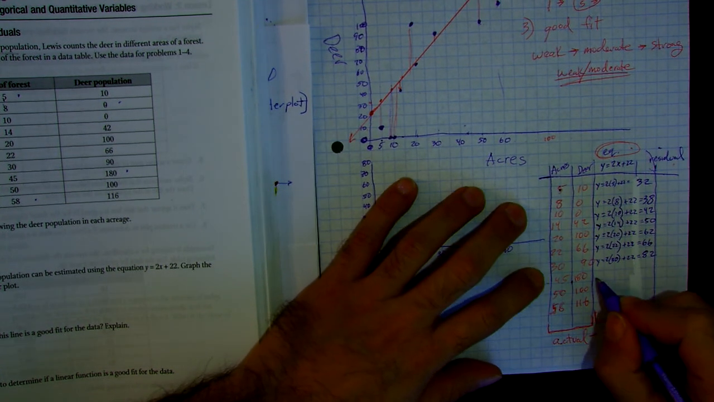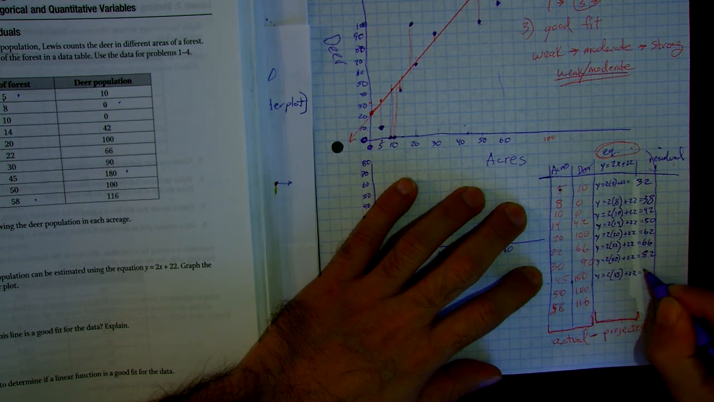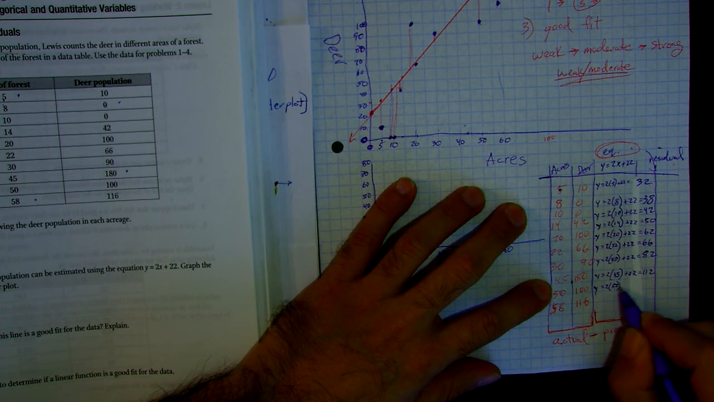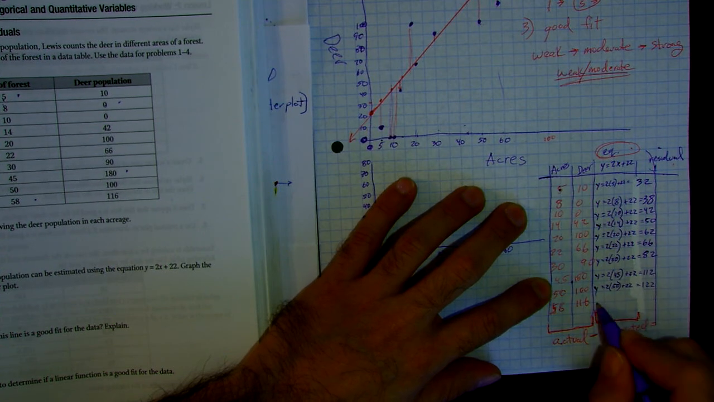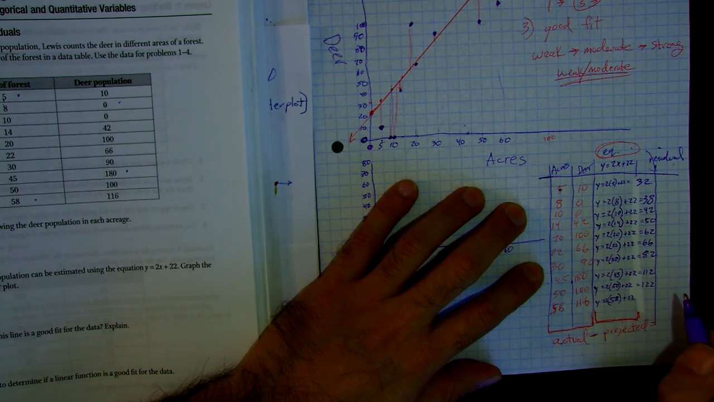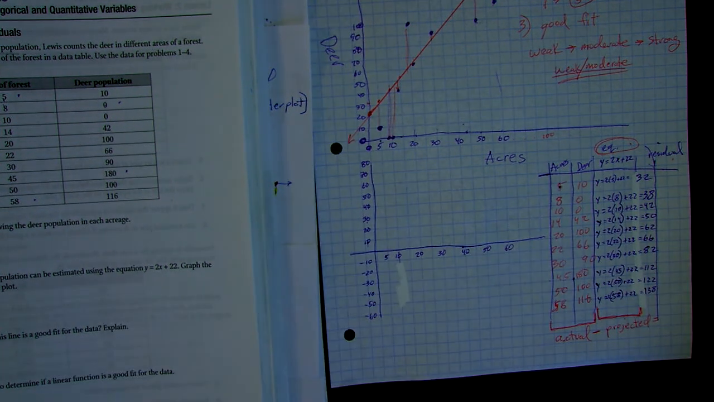All right, and let's see. On 45 acres of land, that's 90 plus 22 is 112. On 50 acres of land, there should be 122. And on 58 acres of land, that's 116 plus 22 is 138. Okay. So here's what we have.